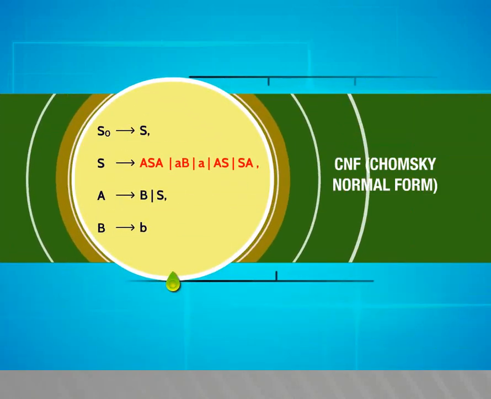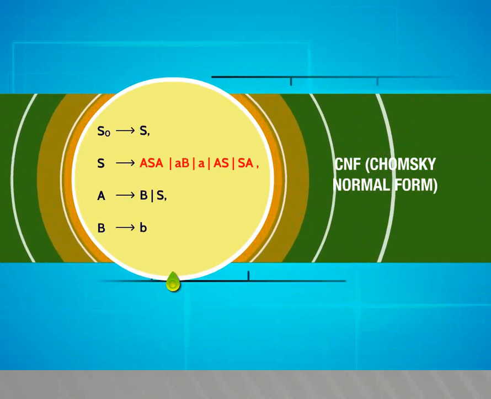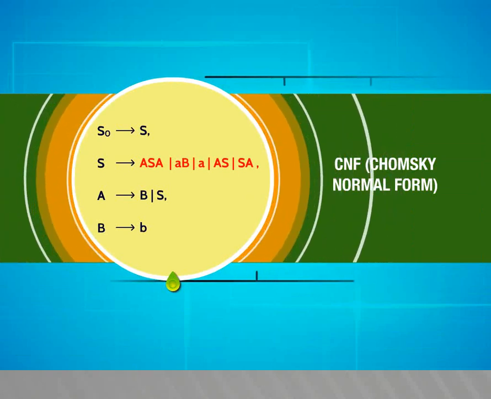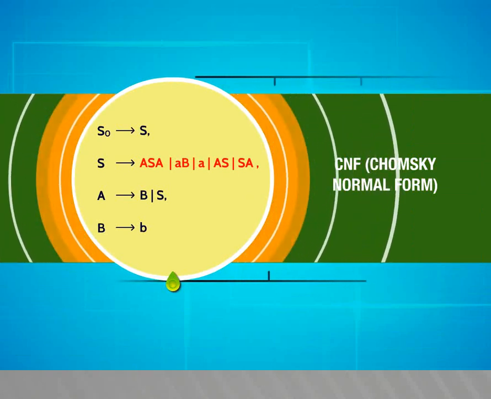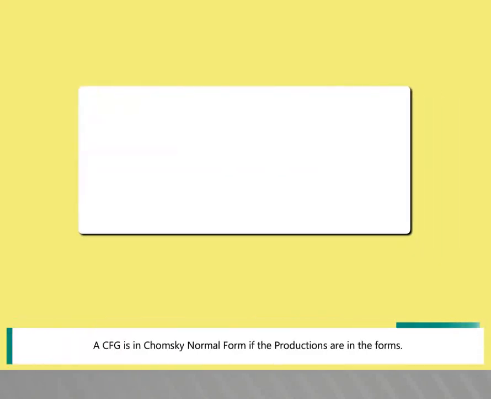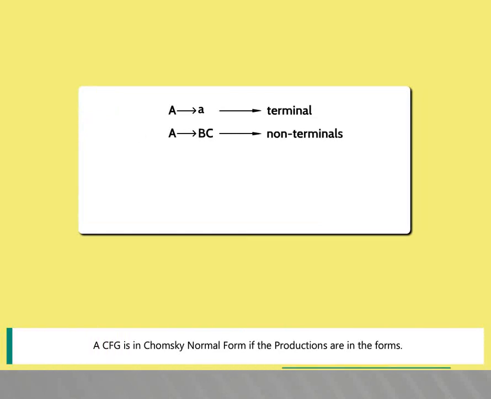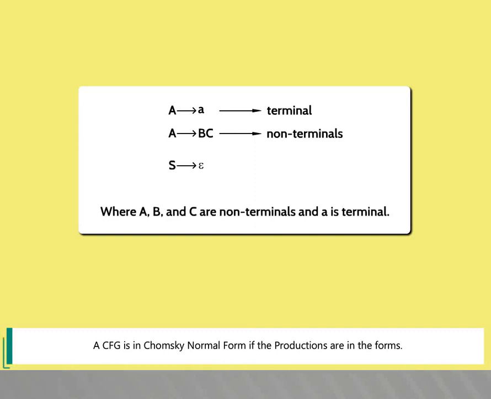CNF, that is Chomsky normal form. In this video, we are going to see about CNF, that is Chomsky normal form. A CFG is in Chomsky normal form if the productions are in the forms: A provides a, A provides BC, S provides epsilon, where A, B and C are non-terminals and a is a terminal.